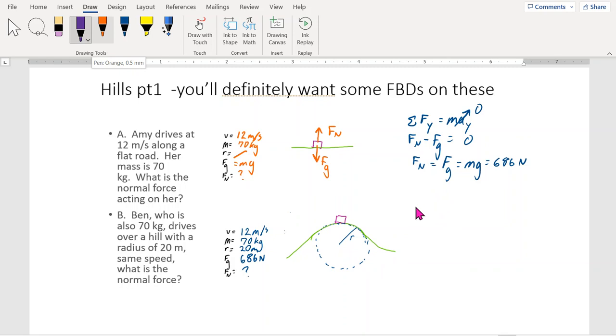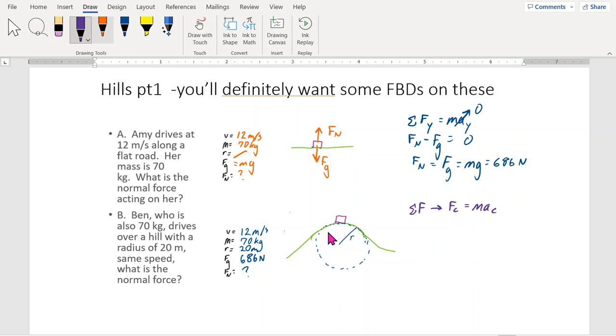Instead of saying the sum of the forces, because we are talking about motion in a circle, even if it's just part of a circle, we're going to say centripetal force is equal to mass times centripetal acceleration. So okay, that's fine. So what is the cause of the centripetal force? Is it gravity? Is it normal?